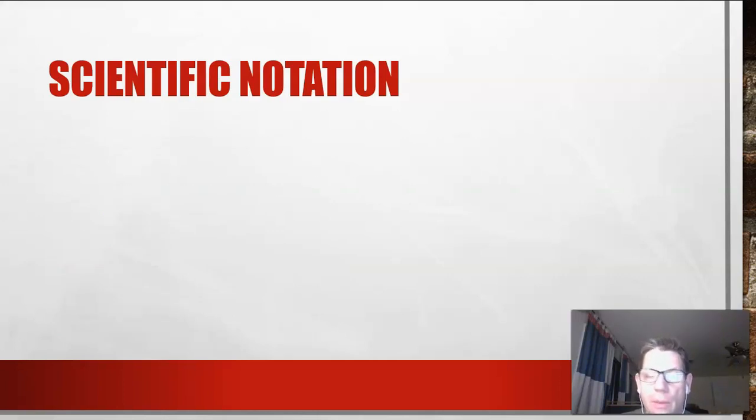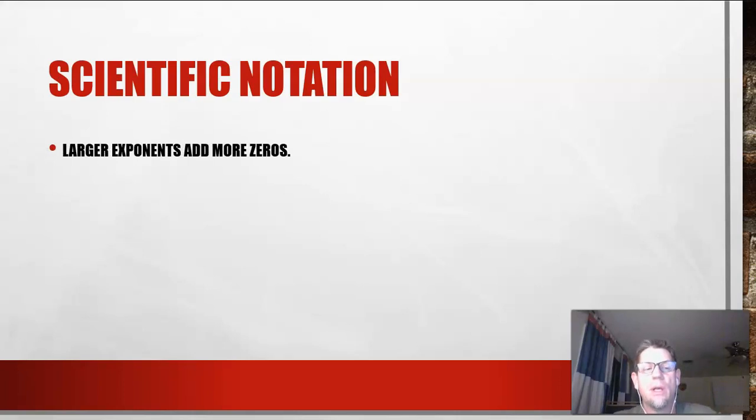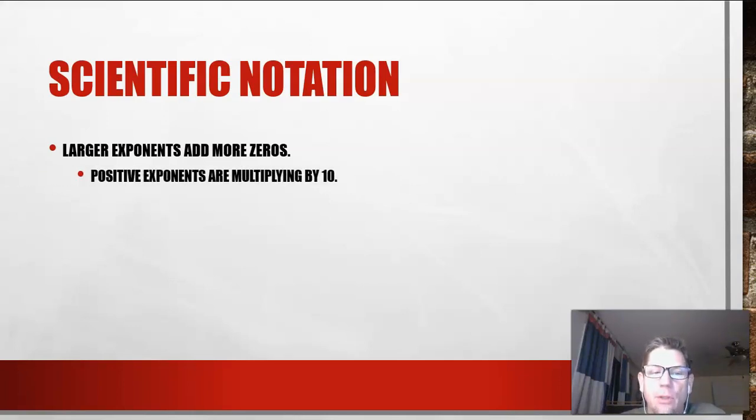Let's just look a little bit more about what's going on. Larger exponents. The larger the exponent is, that means there are more zeros included. If it is a positive exponent, we are multiplying by 10. If it's a negative exponent, we're dividing by 10, and we're moving the decimal place left. So here are two examples.